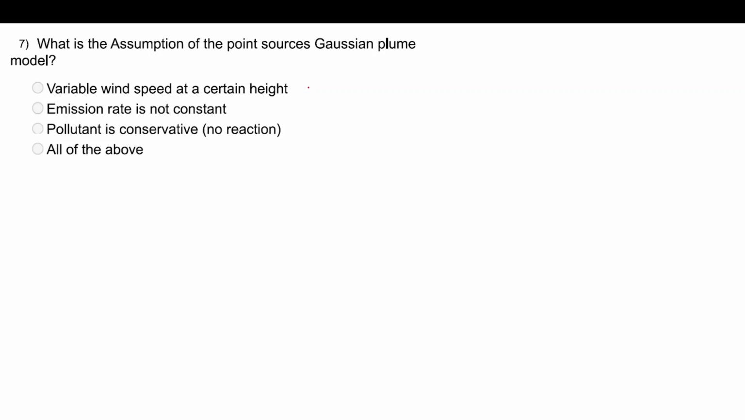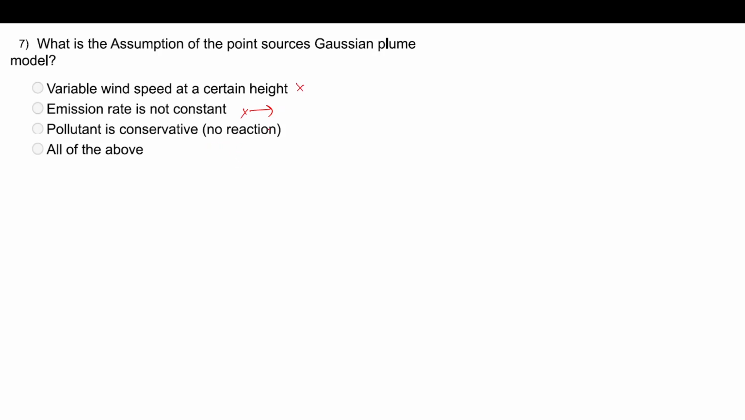So the first option is variable wind speed. If you look at the equation, you will see that there is just one term for wind speed, which means that you are assuming wind speed to be constant. Also, there is a constant emission rate, because it simplifies the derivation of the equation. So this is not correct.